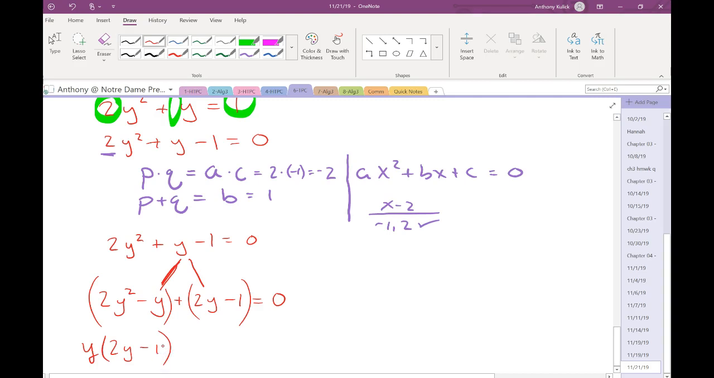2y minus 1. So remember, when I'm factoring it off, I'm dividing. So 2y squared divided by y is just 2y. And then y divided by y is 1. If I look at the second group, what's the greatest common factor in the second group? Well, there's always something. 1 is what it would be. Everybody okay there?